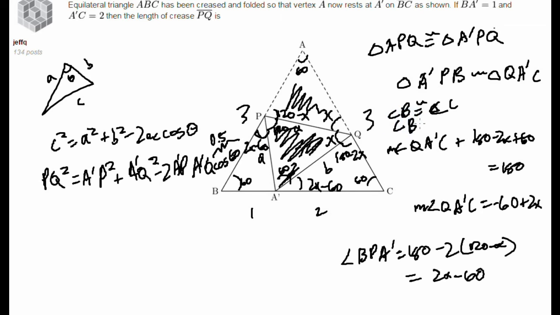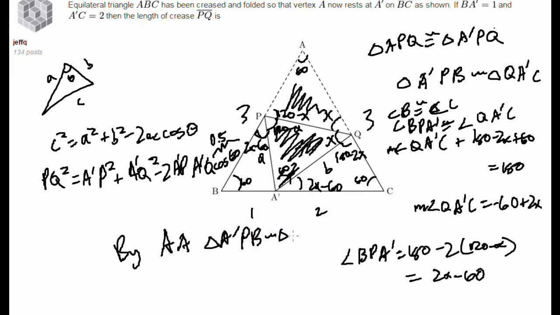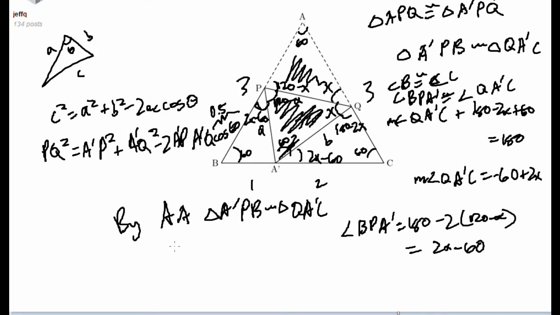Angle BPA' is congruent to angle, what was it? Oh yeah, QA'C. So by angle-angle, triangle A'PB is similar to triangle QA'C. What does this mean?